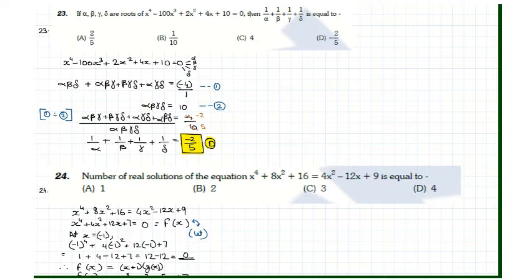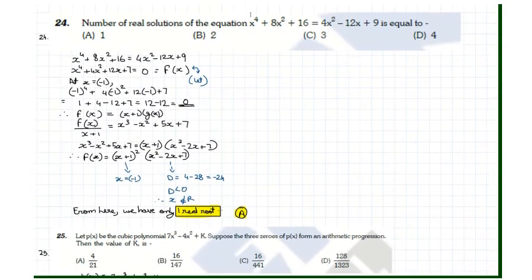And directly we could use the quadratic equation, or we could do it in this method: alpha beta gamma plus alpha beta delta plus beta gamma delta plus alpha gamma delta is minus 4 by 1. When we divide this by alpha beta gamma delta, we get it as minus 2 by 5. 1 by alpha plus 1 by beta plus 1 by gamma plus 1 by delta is minus 2 by 5. That is option D.